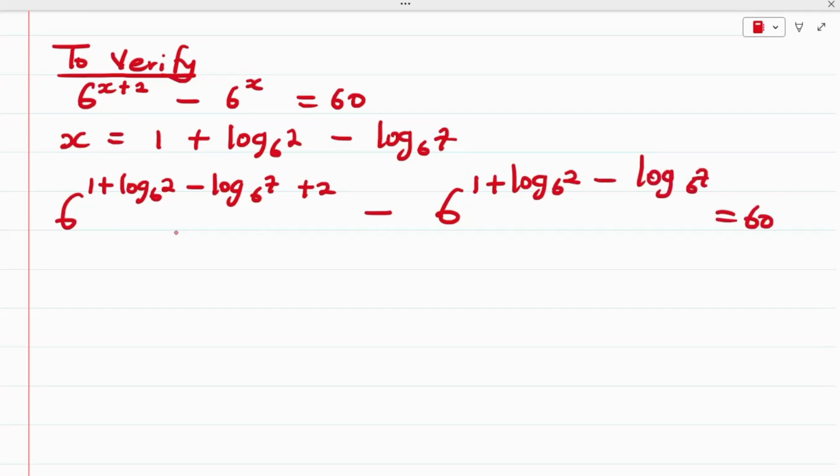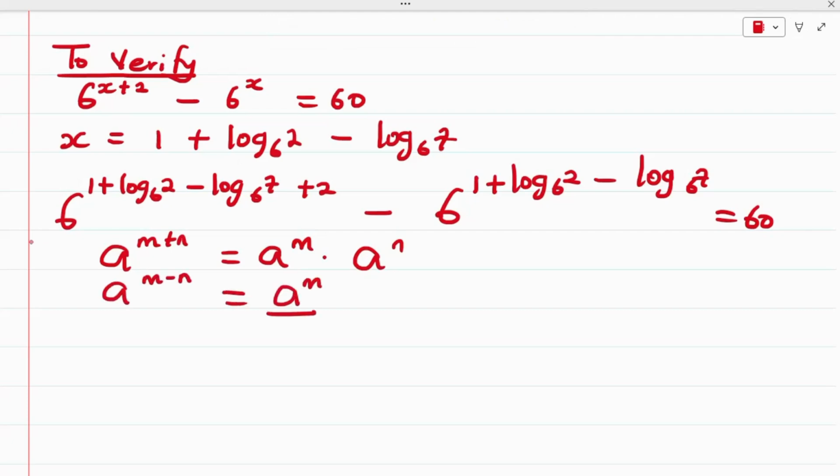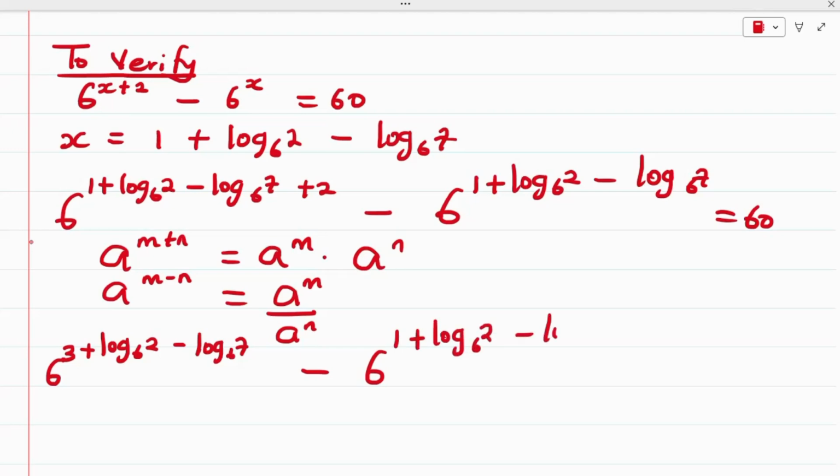Now applying the law of exponent that says a raised to the power of m plus n is equal to a raised to the power of m multiplied by a raised to the power of n, and also a raised to the power of m minus n is equal to a raised to the power of m over a raised to the power of n. So applying this right here, we have 6 raised to the power of 1 plus 2, which is 3. So we have 6 raised to the power of 3 plus log 2 base 6 minus log 7 base 6, minus 6 raised to the power of 1 plus log 2 base 6 minus log 7 base 6, is equal to 60.